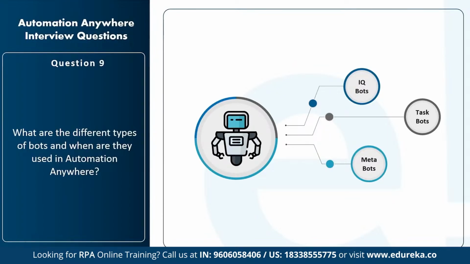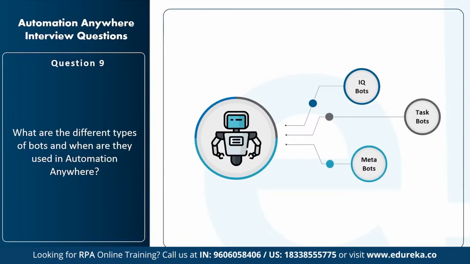There are mainly three types of bots in Automation Anywhere, that is the IQ bots, task bots, and meta bots. The IQ bots allow the developers to add cognitive capabilities. Task bots are basically the core of automation. And the meta bots have the capability of integrating dynamic link library that can be used for backend automation.